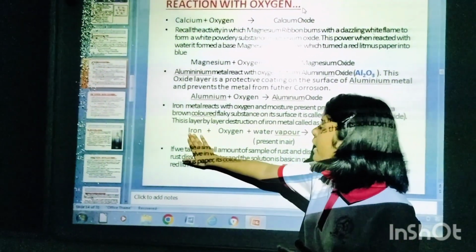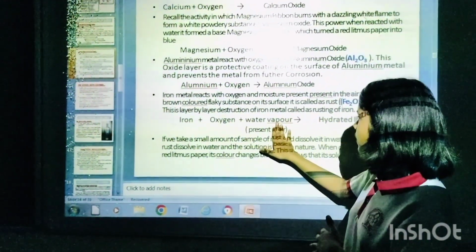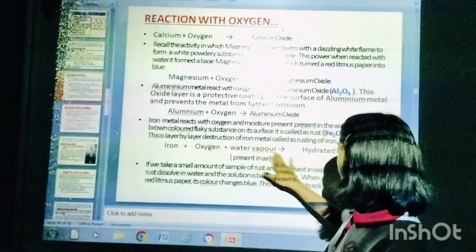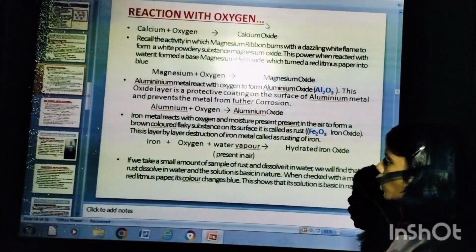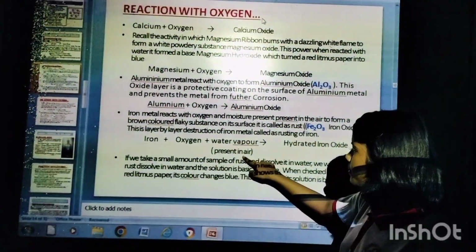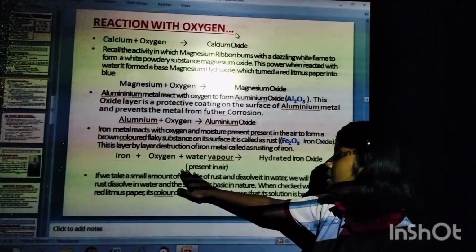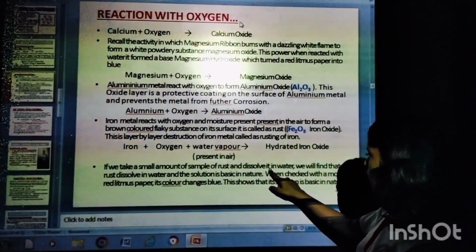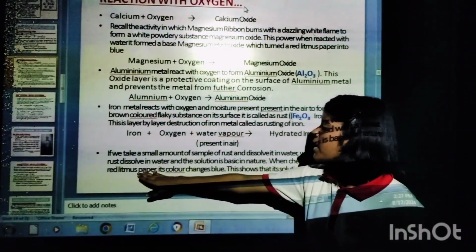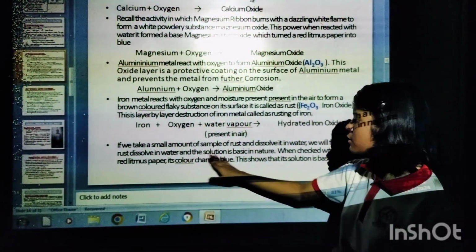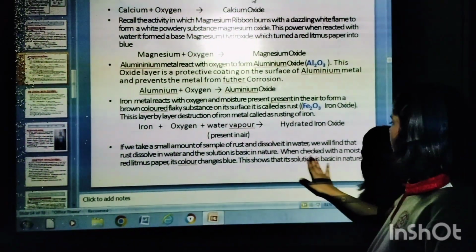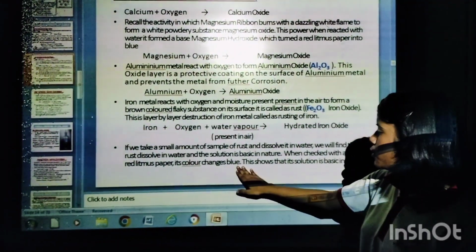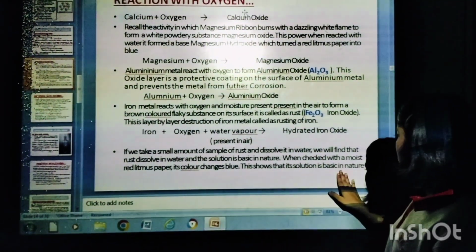So iron plus oxygen plus water vapor present in the air forms hydrated iron oxide. If we take a small amount of a sample of rust and dissolve it in water, we will find that the solution is basic in nature. When checked with a moist red litmus paper, its color changes to blue. This shows that its solution is basic in nature.